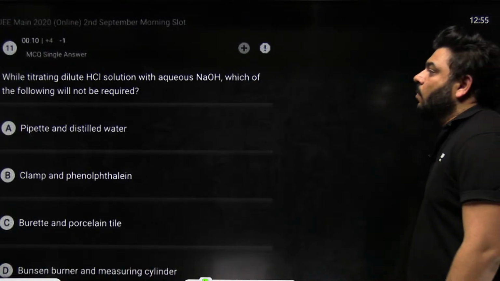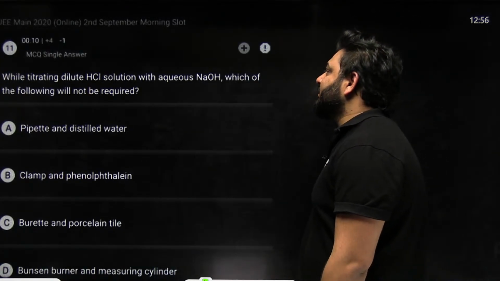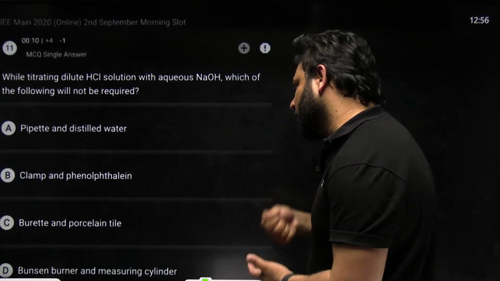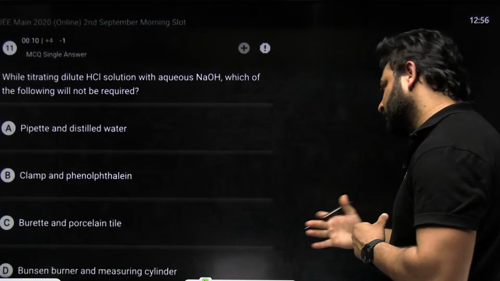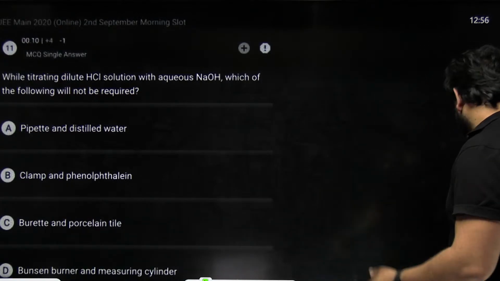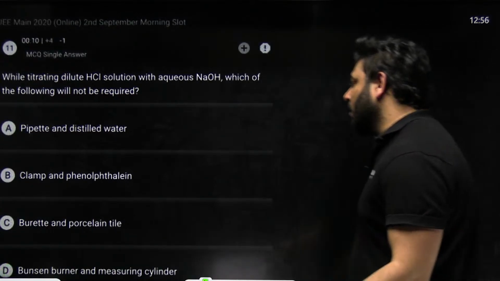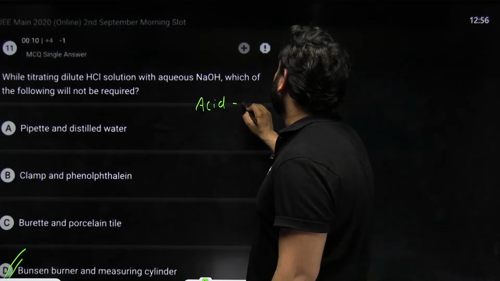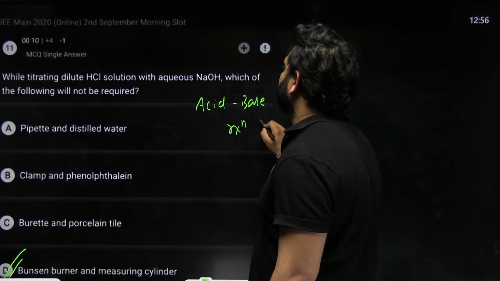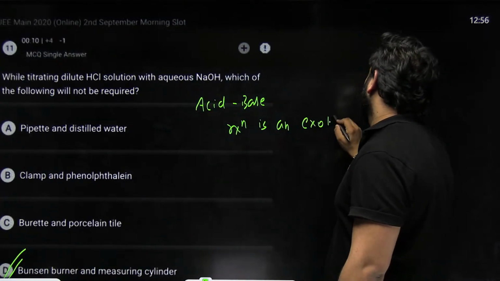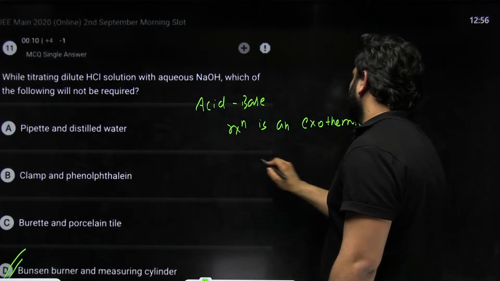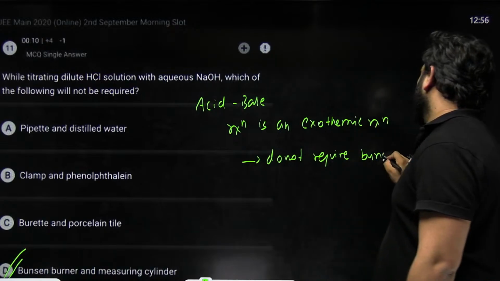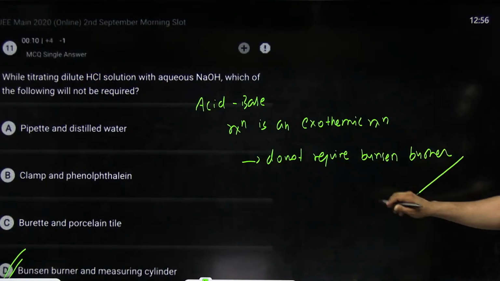Next is, while titrating dilute HCl with NaOH, which of the following will not be required? Pipette and distilled water, clamp and phenolphthalein, burette and porcelain tile, Bunsen burner. I think D. Bunsen burner is not required, because this is already an exothermic reaction. The acid-base reaction is exothermic. So we do not require a Bunsen burner. It doesn't require any burner.